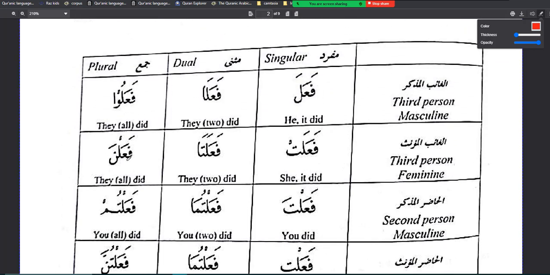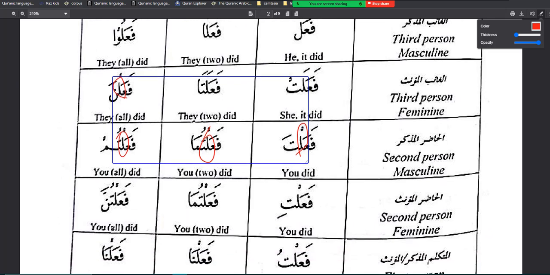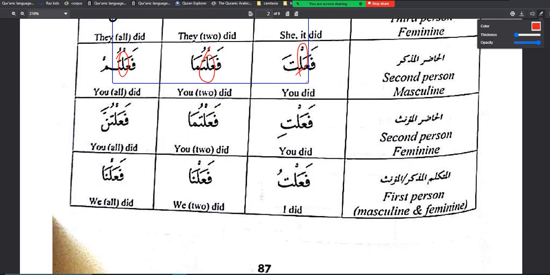So if you see here, fa'alna, fa'alta, right? Earlier there was a fatha here, but now it is sukoon. Fa'altuma, fa'altum, and then we have fa'alti, fa'altuma, fa'altunna. So you can see lam is having a sukoon, and then all the way until fa'alna, the lam is having sukoon. That is the second point.